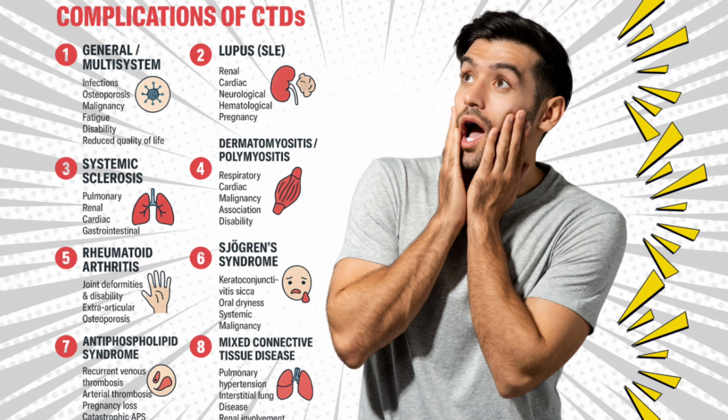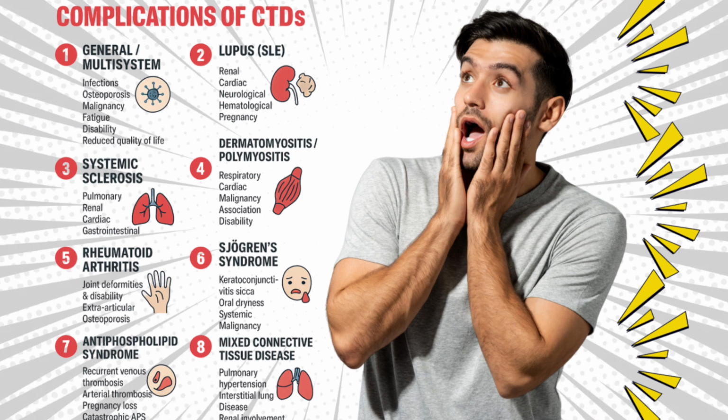Number 8, mixed connective tissue disease. This combines features of lupus, systemic sclerosis, and myositis. So patients may face a mix of complications: pulmonary hypertension, interstitial lung disease, or kidney involvement. It's like fighting multiple CTDs at once.